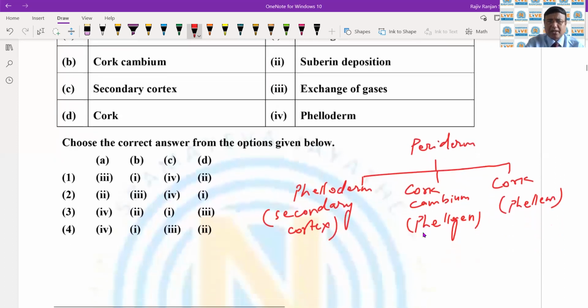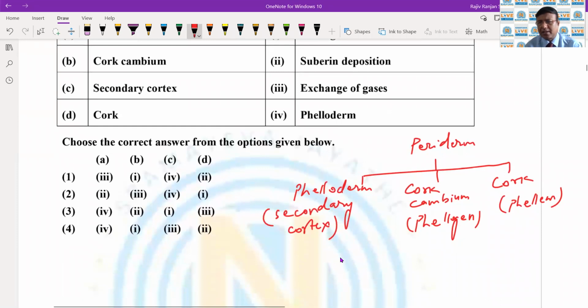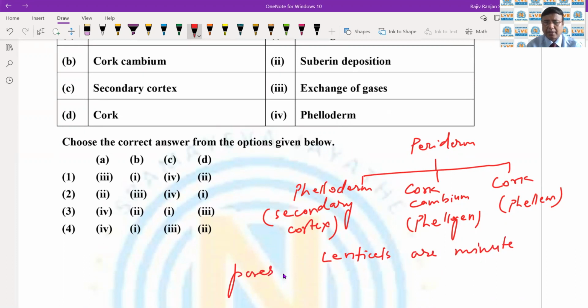Bark is a loose term that includes the dead cells like cork, as also some living cells. Okay, so bark has got certain pores which are known as lenticels. Lenticels are the minute pores in the bark. The function of the lenticel is the gaseous exchange between atmosphere and the stem.